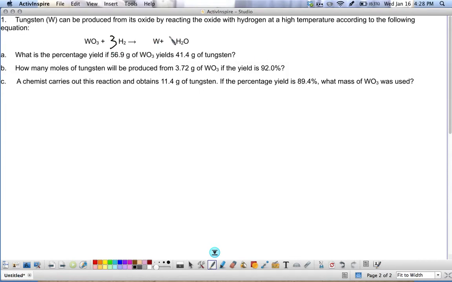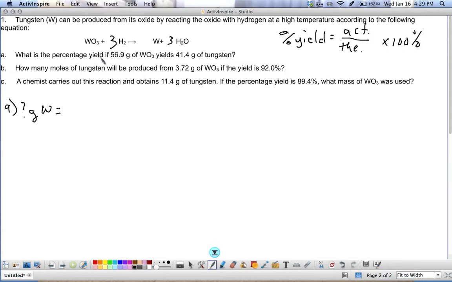3 and 3. What is the percentage yield of 56.9 grams of, I always want to call this WO3, but it's tungsten oxide, yields 41.4 grams of tungsten. I might actually end up calling it WO3, just because that's way too funny. So in order to find the percent yield, remember percent yield is actual over theoretical times 100%.